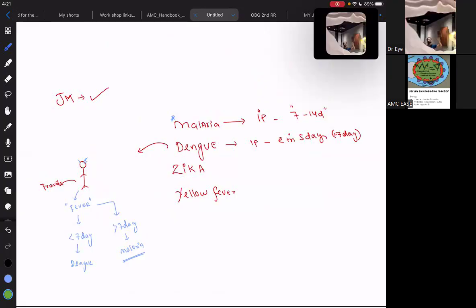We previously talked about a lot of tropical parasite infections, where we talked about giardiasis, amoebiasis, schistosomiasis, and hydatid disease. Now we'll be discussing the arthropod-borne diseases, where we'll discuss malaria, dengue, Zika, and yellow fever.